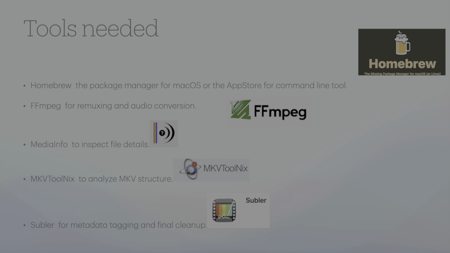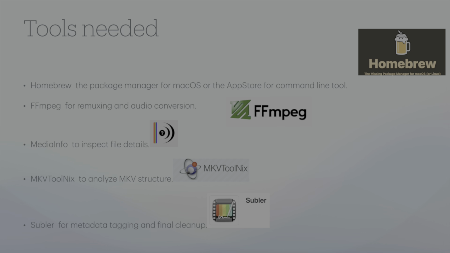Before we begin, make sure you have the following tools installed: Homebrew, the package manager for macOS; FFmpeg, the command line tool for video and audio conversion; MediaInfo, to inspect file details; MKVToolNix, to analyze MKV structure; and Subler, for metadata tagging and final cleanup. You can install most of these using Homebrew. Just go to brew.sh, follow the instructions to install it and you're set. Think of Homebrew as the App Store for command line tools. You should probably have it installed even if you're not doing this project.